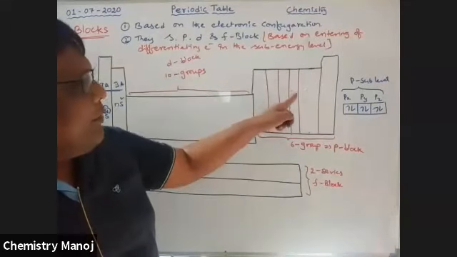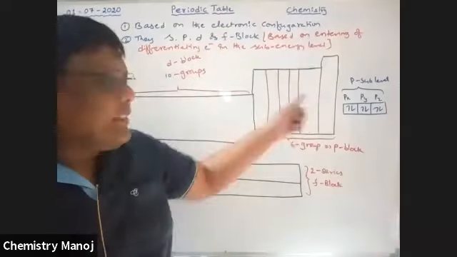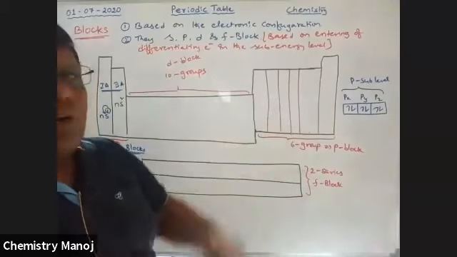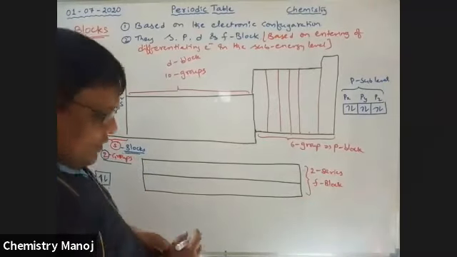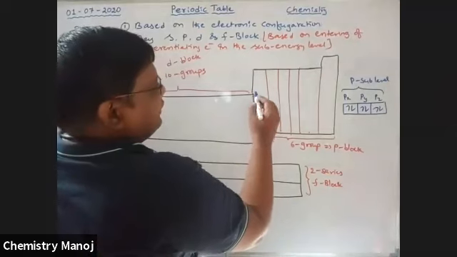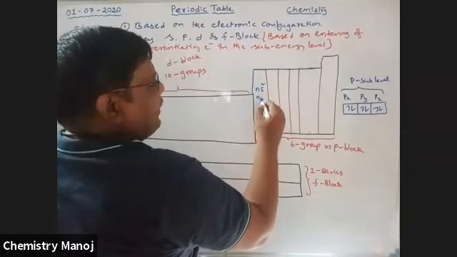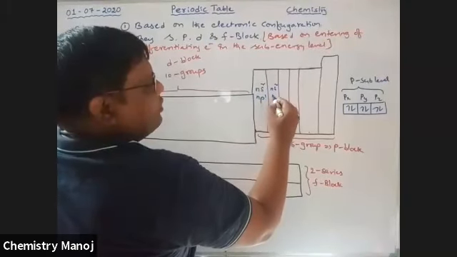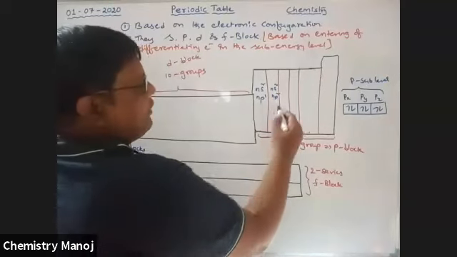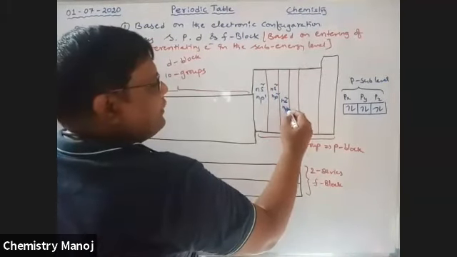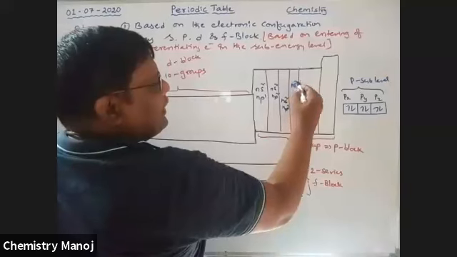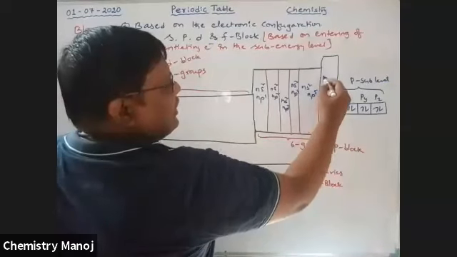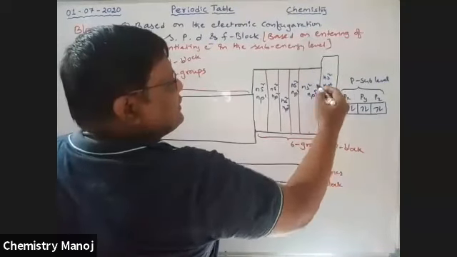p1, p2, p3, p4, p5, p6. In all these cases, the differentiating electron entered into the p sub-energy level. That's why these elements are called p block elements. Here the configurations are ns2 np1, where this electron is the differentiating electron. This is ns2 np2, ns2 np3, ns2 np4, ns2 np5, and ns2 np6.